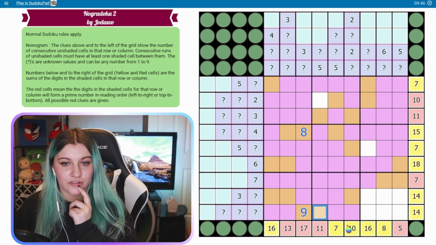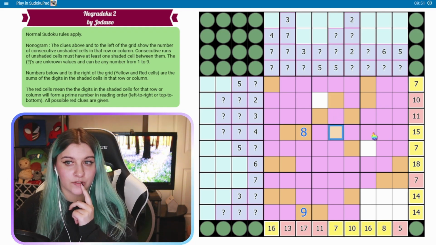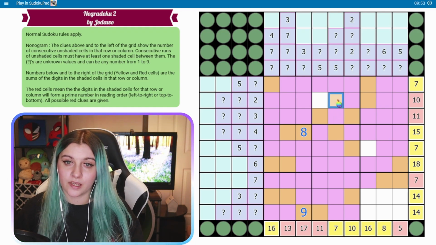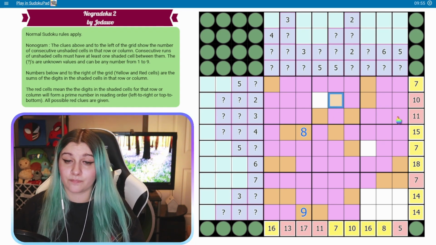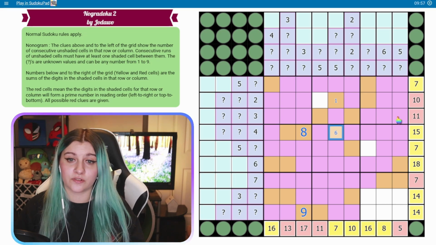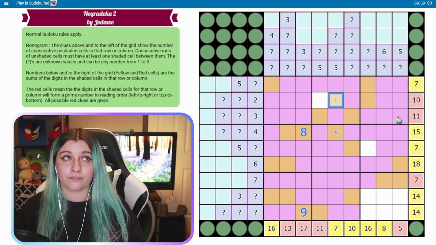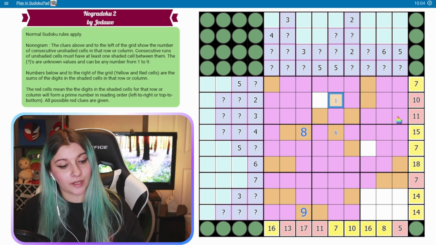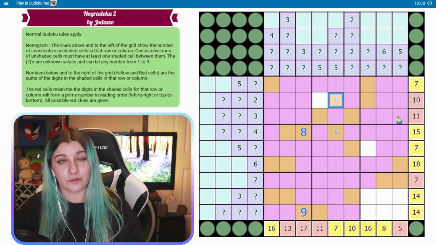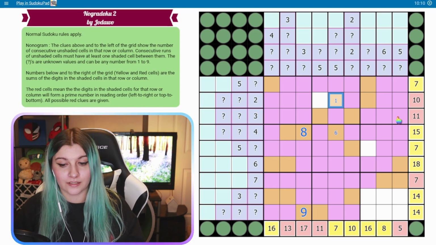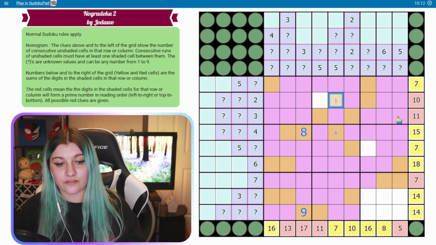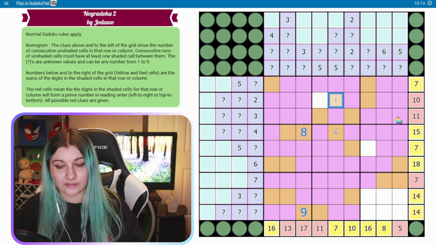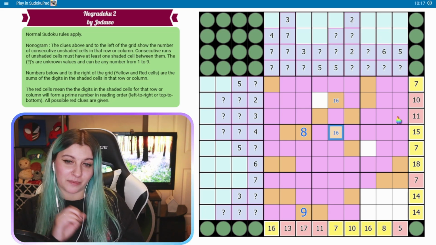11 could happen in 2 or 3 cells. 7 in 2 cells, and it can't be a prime number. So I could do 1 and 6. That would be fine. Could I do 6 and 1? Is 61 a prime number? Oh my gosh. It's not divisible by 3, it's not divisible by 2, it's not divisible by 5, it's not divisible by 4. 63 is divisible by 7. I think 61 might be prime.